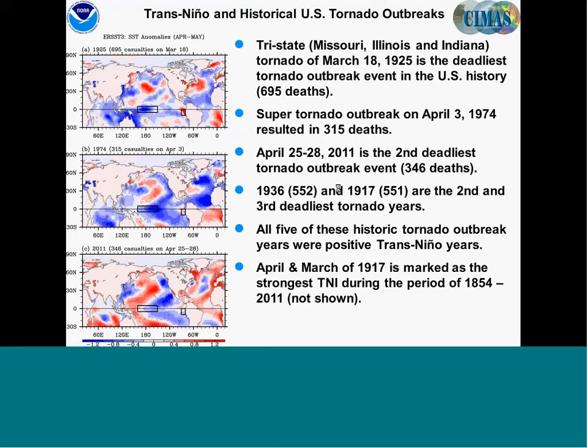Okay, so if you look at the historical U.S. tornado outbreak years, such as 1925, 1974, and 2011, and also 1936 and 1917, all of those historical U.S. tornado outbreak years, you can see that they are all under a positive phase of Trans-Niño. Those years are really characterized by the positive phase of Trans-Niño in the tropics.